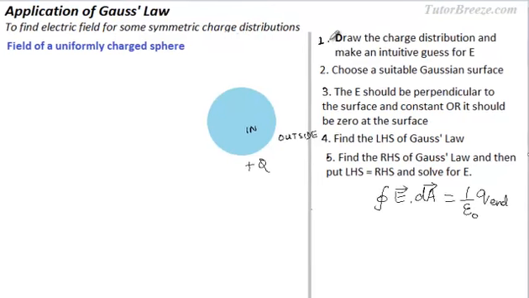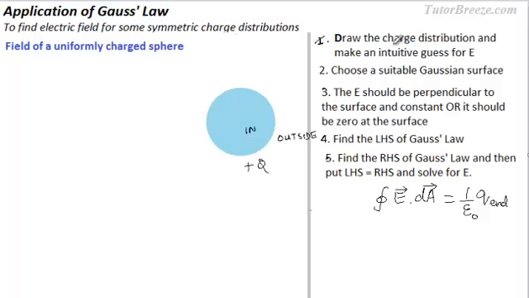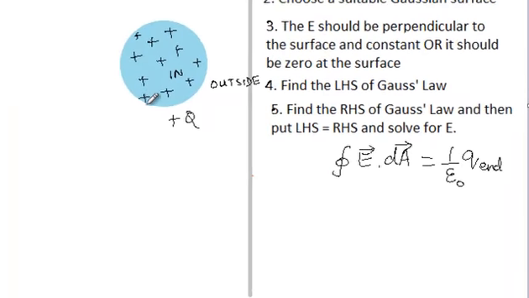Okay, now the first step is we need to draw the charge distribution and make an intuitive guess for the electric field. The charge is going to be uniformly distributed throughout the volume of this sphere, which is an insulating sphere.